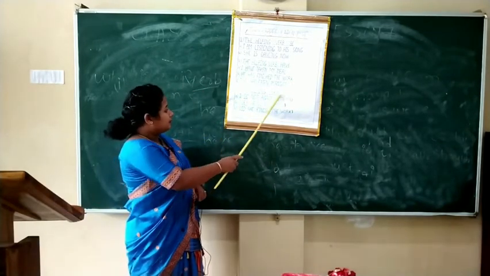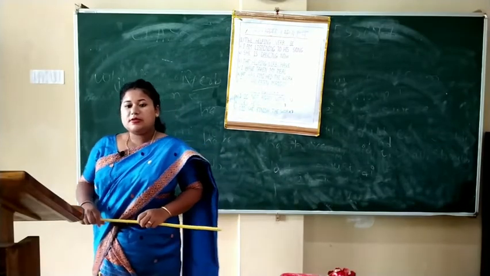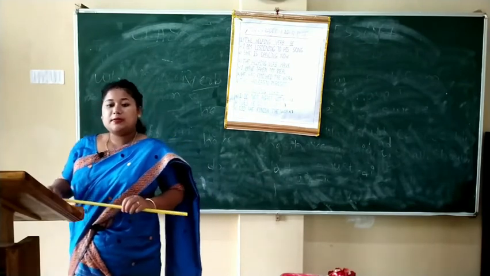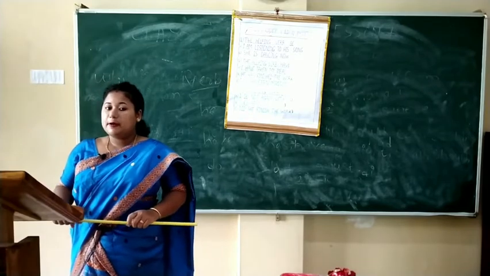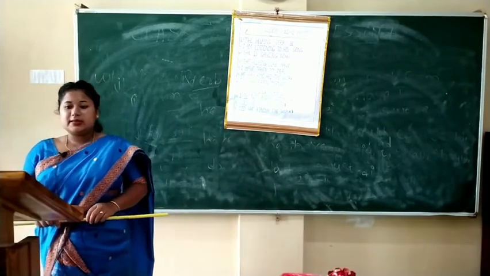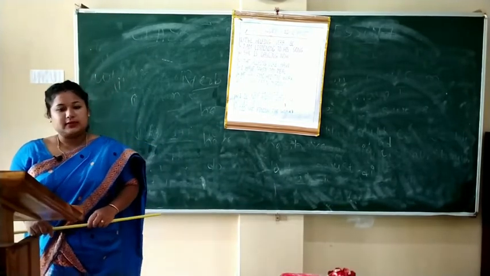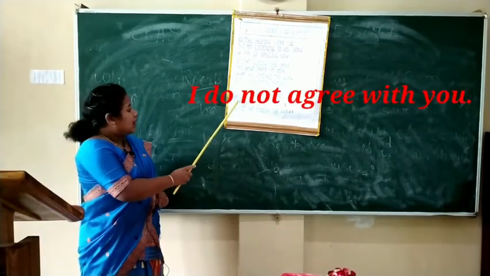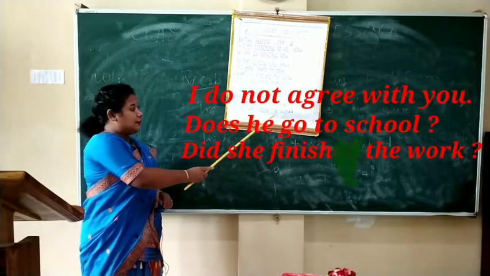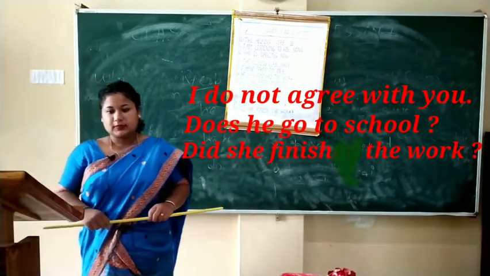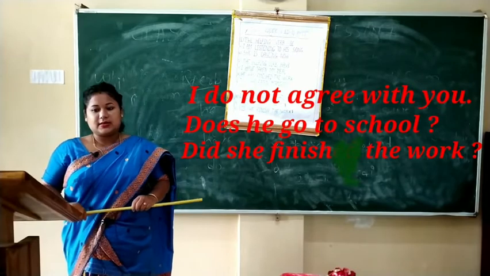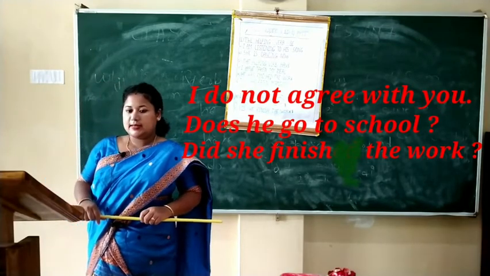Let us also learn the helping verb do. Do, does, did are the forms of helping verb do. The helping verb do is followed by the base form of the verb. They are generally used in asking questions or in forming negative sentences. For example, I do not agree with you. Does he go to school? Did she finish the work? So, the helping verb do is generally used in asking questions or in forming negative sentences.